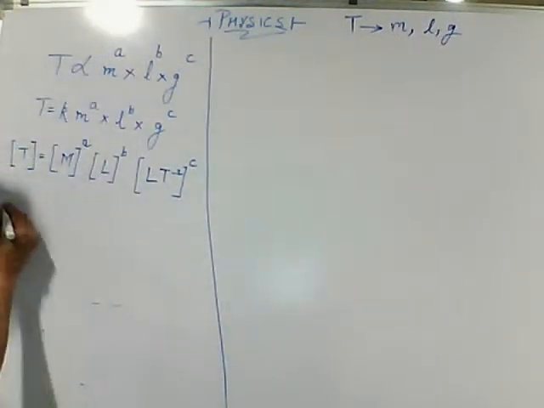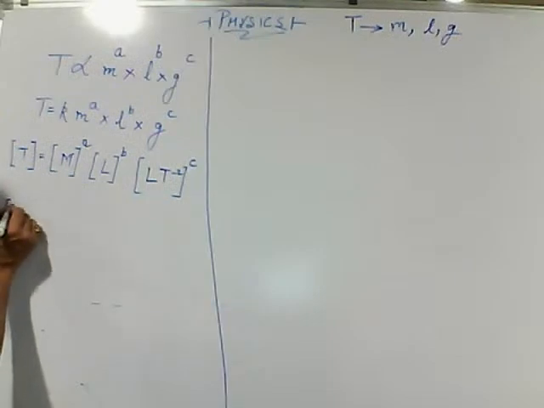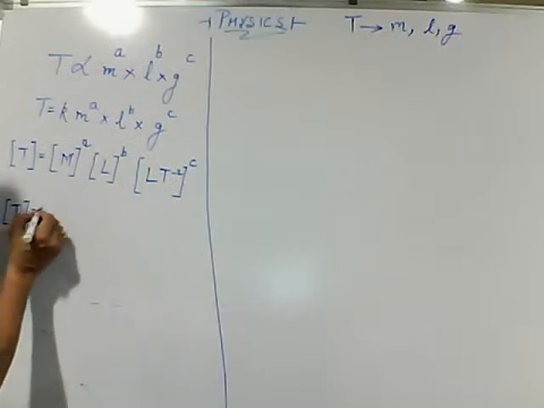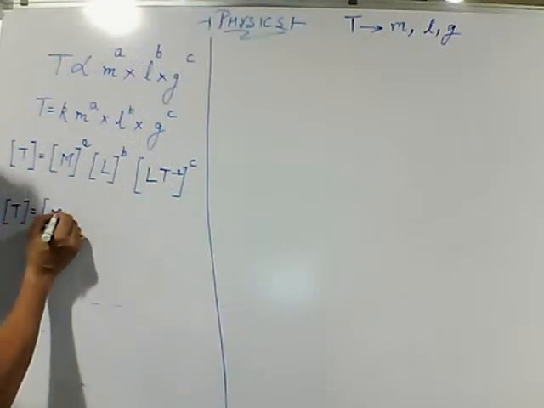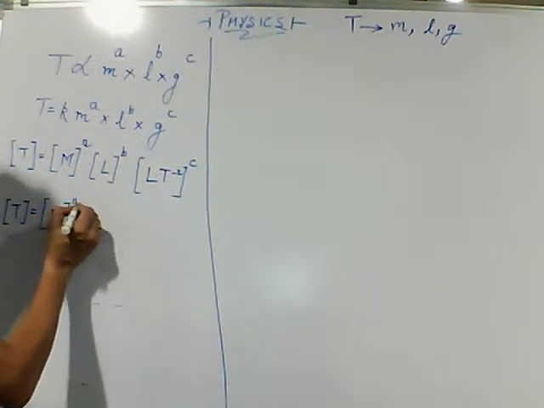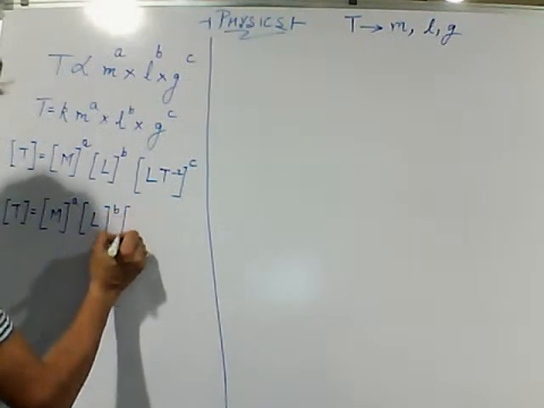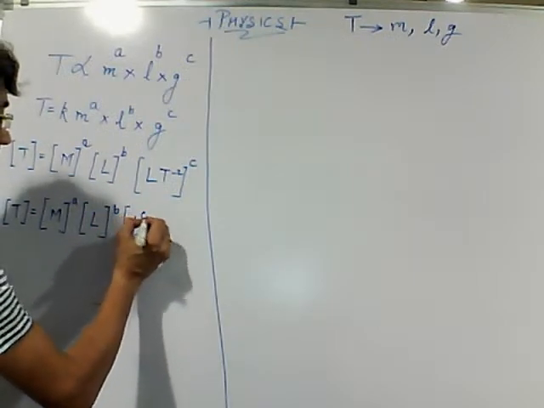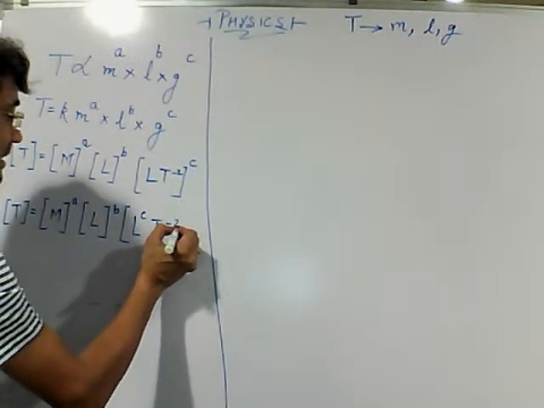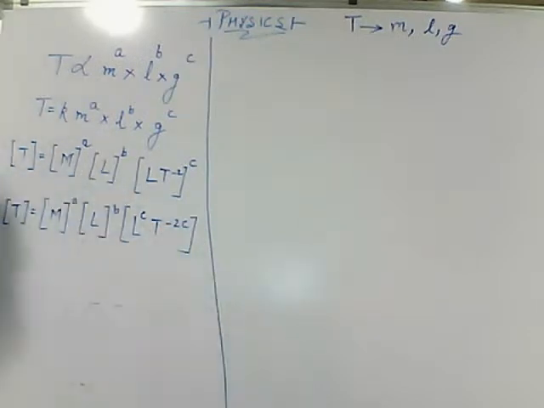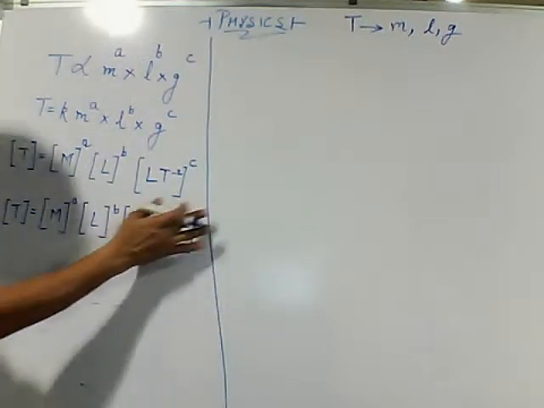Perfect. Let's go ahead solving it. So I have T dimension over here, M to the power a, I have L to the power b, and I have L to the power c into T to the power minus 2c. Quite clear? Yes? Is it okay now?